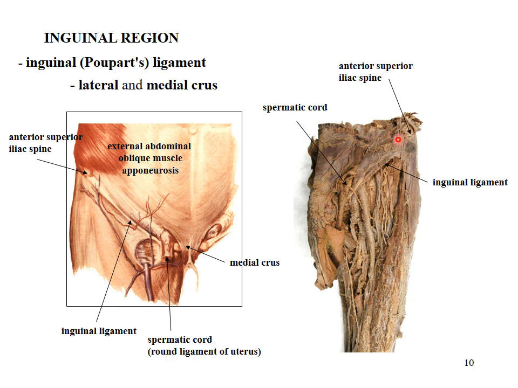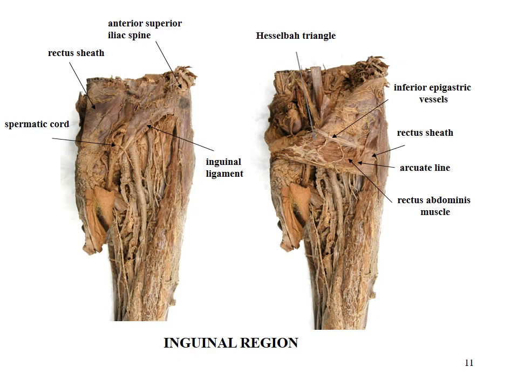Here is the upper part. This is the thigh. This is the inferior part of the abdominal wall. This is the pelvis, this is the inguinal region, and this is the inguinal ligament. This is the spermatic cord, which passes through the inguinal canal. Here is also the inguinal ligament and the anterior superior iliac spine. This is the rectus sheath, which covers the rectus abdominis muscle, and this is the spermatic cord.